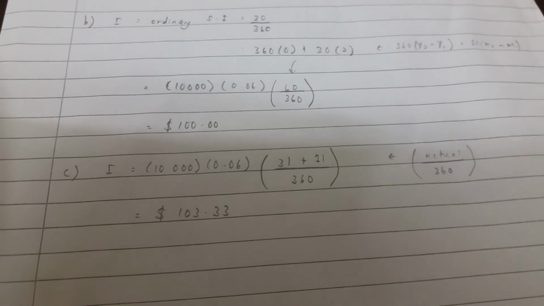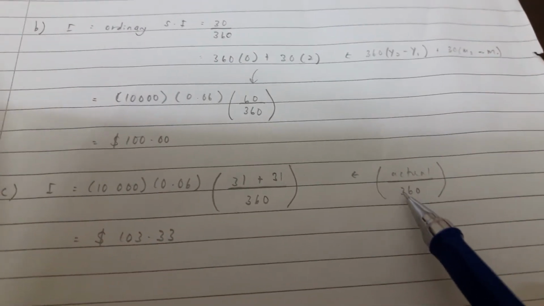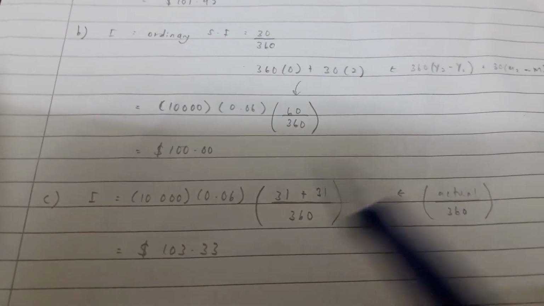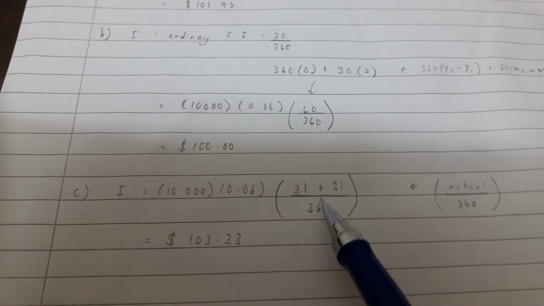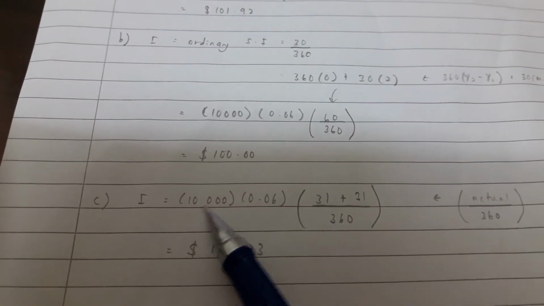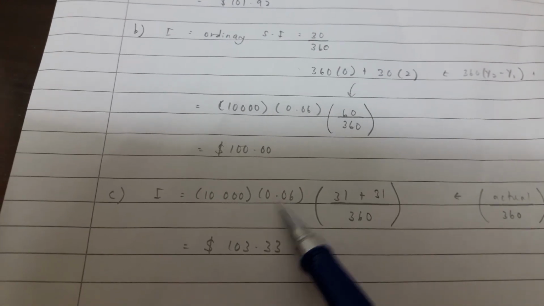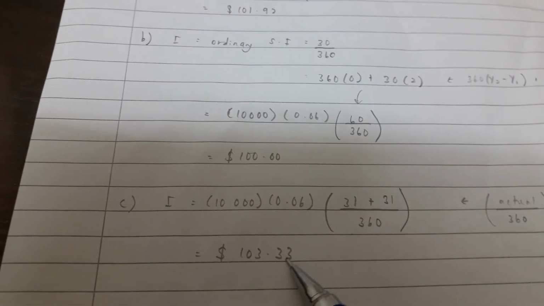And for C, it's the banker's rule. The banker's rule formula is actual over 360. So July and August days, 31 plus 31 over 360, and then we multiply by 10,000 and 0.06, and then we get $103.33.